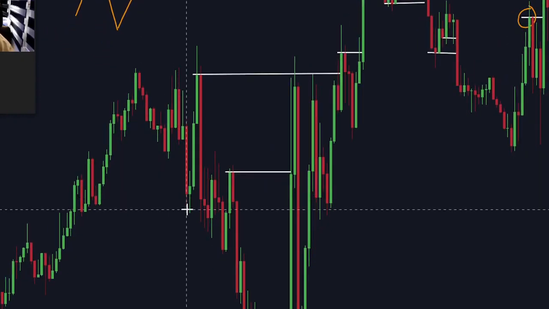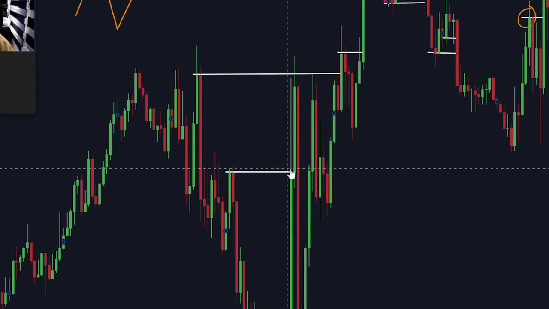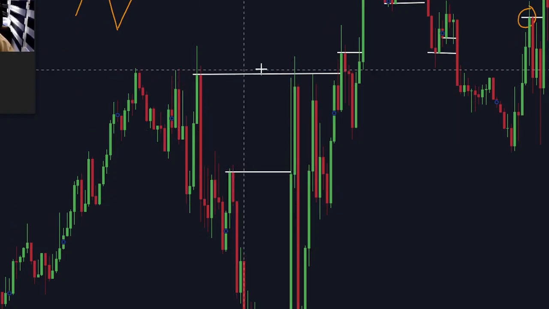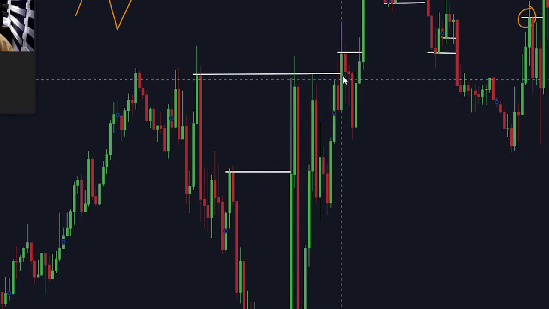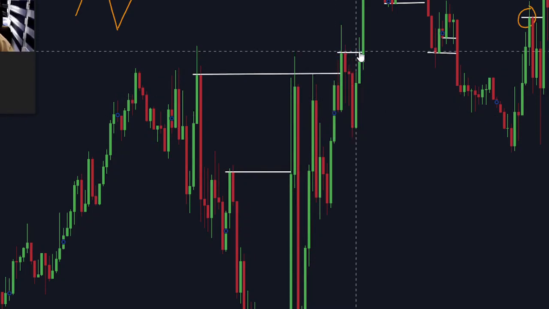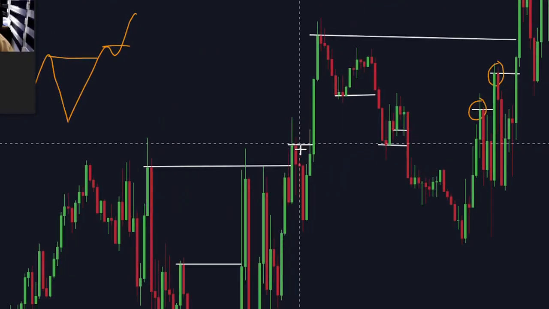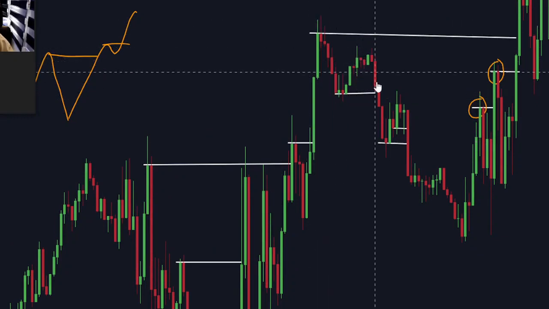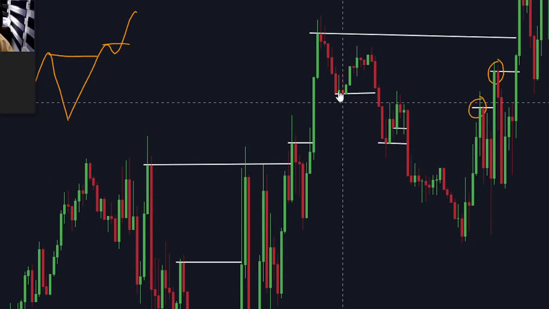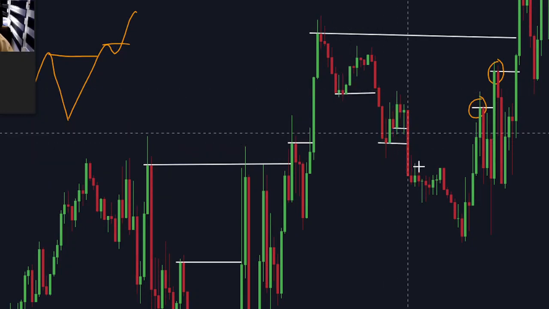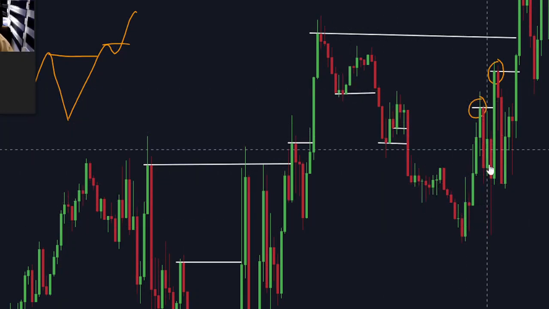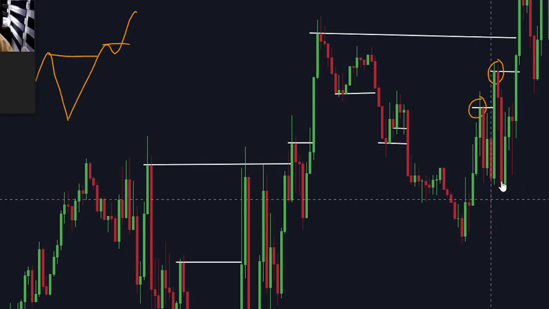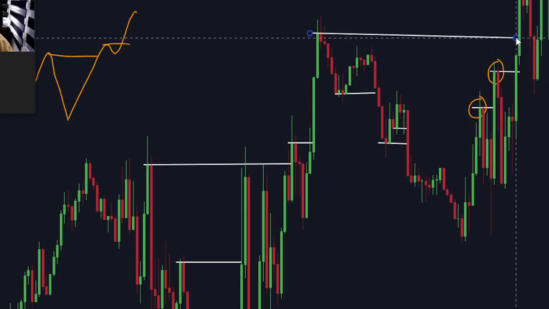Yes. Okay. So it broke this structure, came down, went up, broke this structure, went up, came down, did not break this structure again, made lows, broke structure, broke this one, broke this one, broke this one, went up, came down, did not break this one. It started going up again and broke this structure.